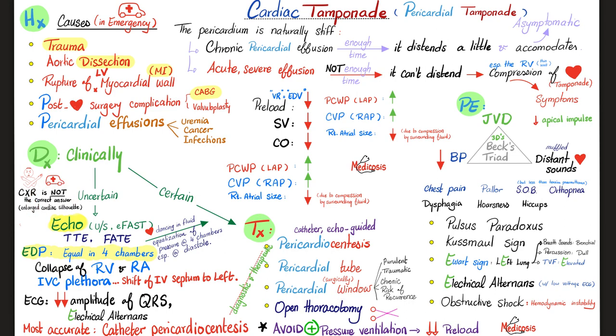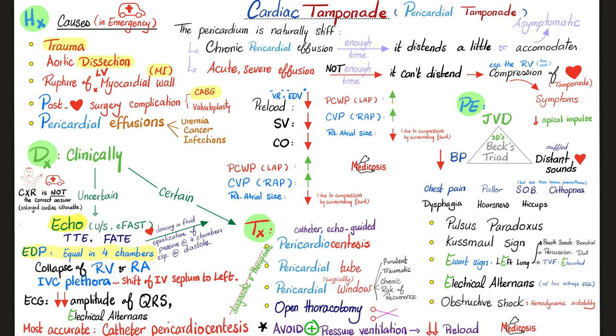What are the findings on chest x-ray? Enlarged cardiac silhouette, because the heart is filled with fluid in the pericardial sac. When the diagnosis is not certain, we do an echo, such as transthoracic echo. If this is a trauma setting, it's called the eFAST, which checks for fluid accumulation in the thorax and the abdomen.